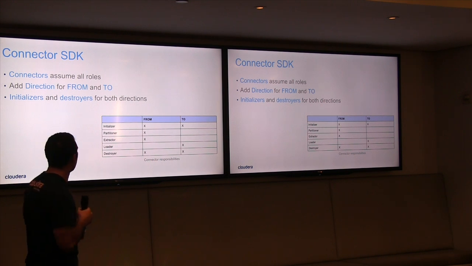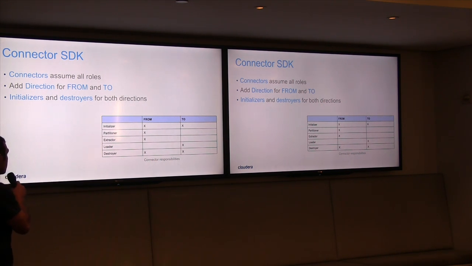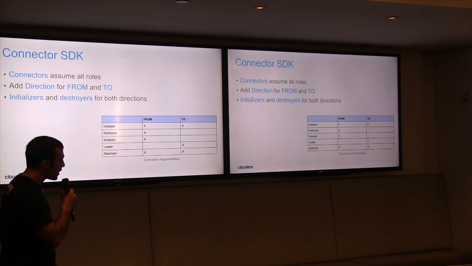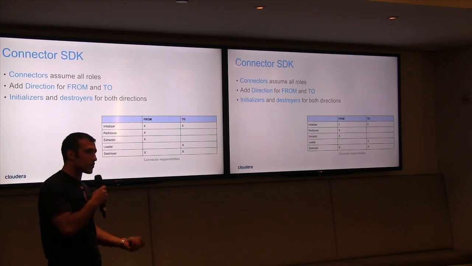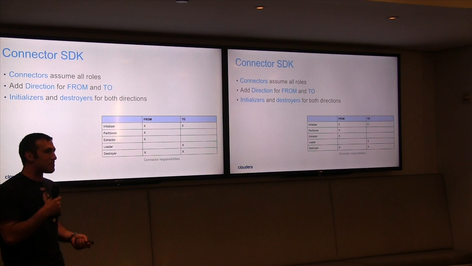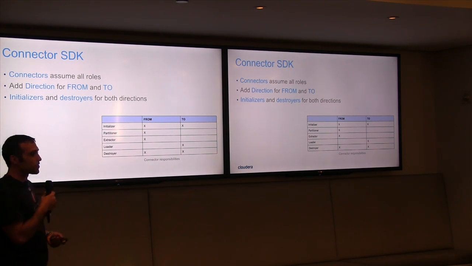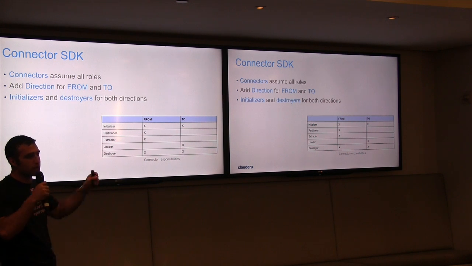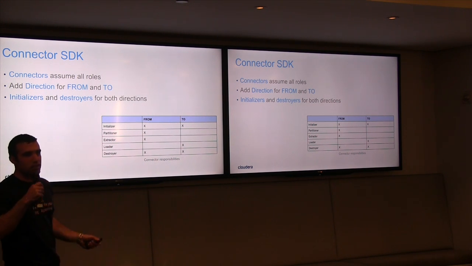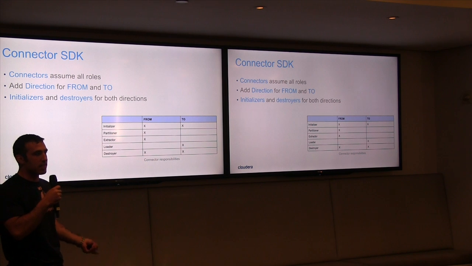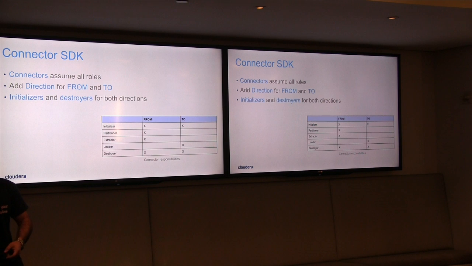Okay. So we've added from and to direction, and then we've decided that the initializers and destroyers, which are so negatively named, should be run for both the from and to direction, if that makes sense. So you'll have two connectors, connector A and connector B, and you'll transfer data from whatever connector A is pointing to, to whatever connector B is pointing to.